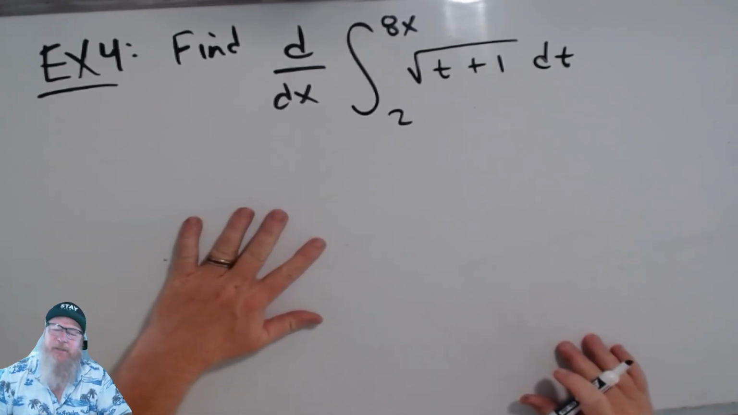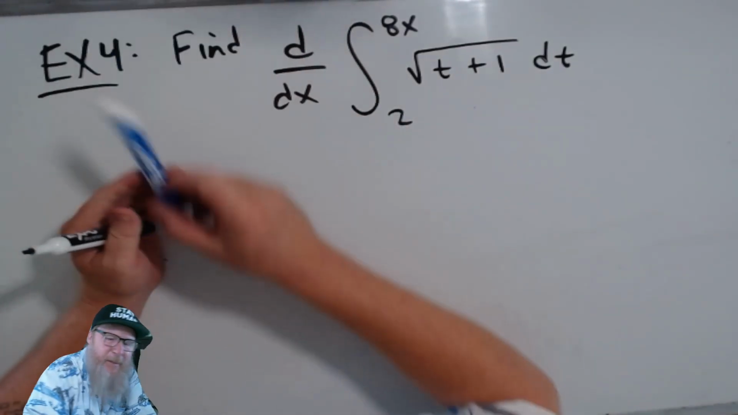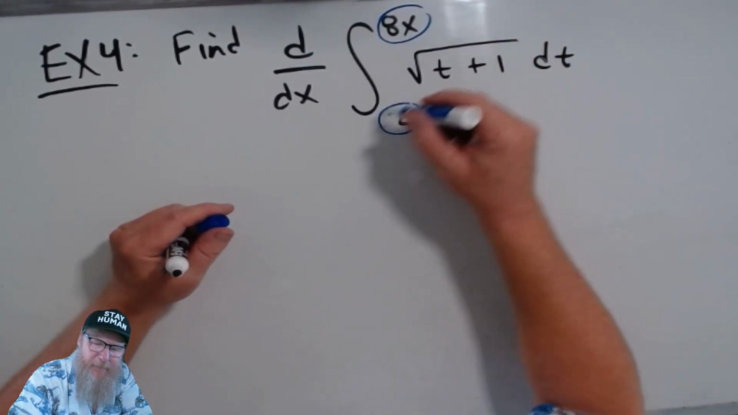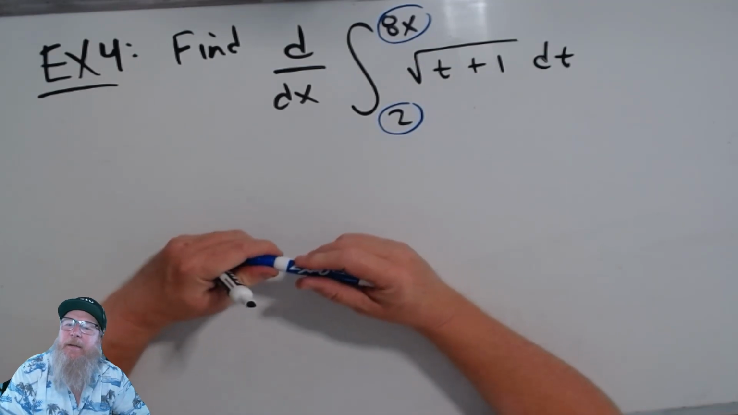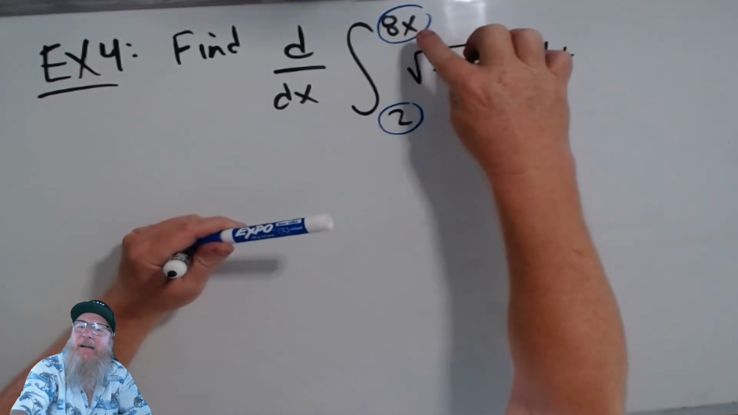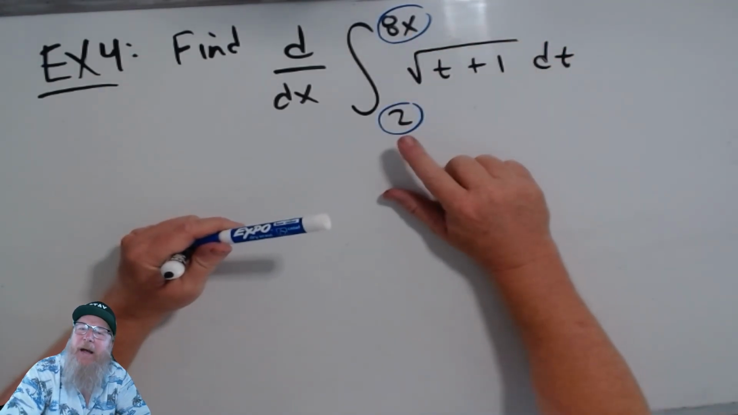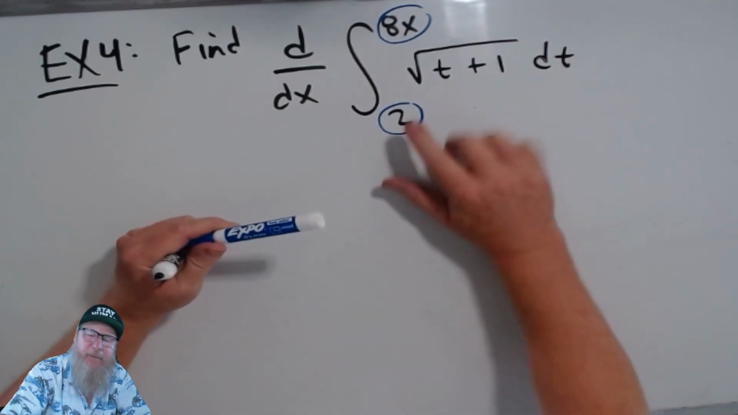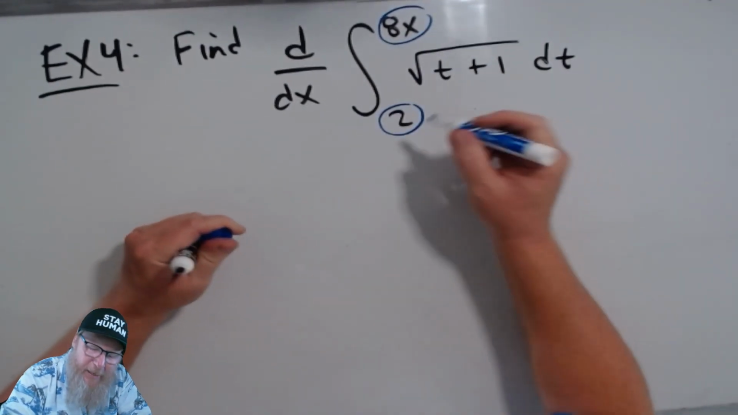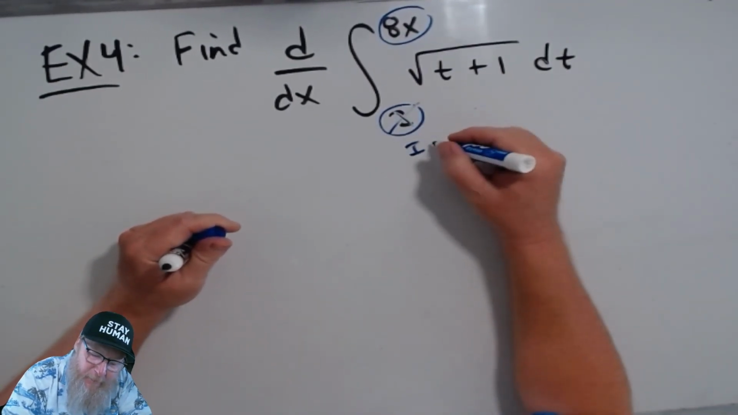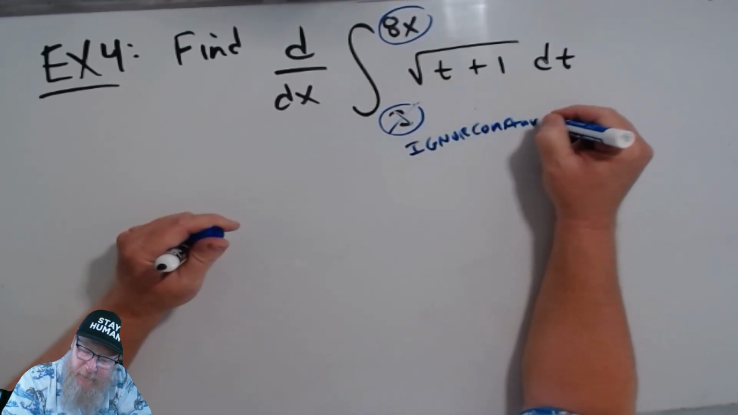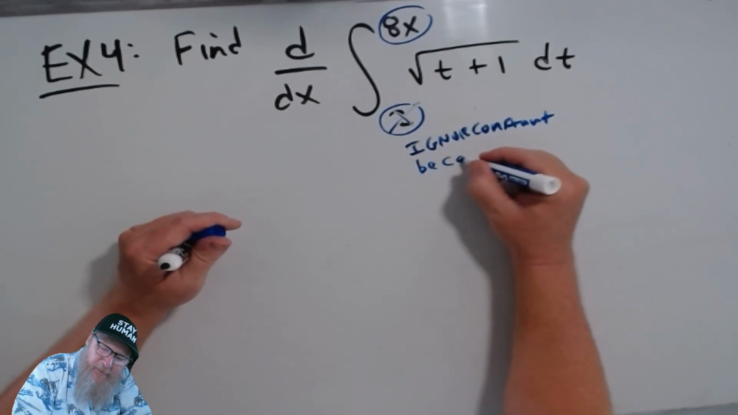I'm going to do this one step by step. So the x is now an 8x, right? The lower bound is still a constant, but the upper bound is not. It's a variable expression, 8x. So we can ignore the constant, because the derivative is 0.